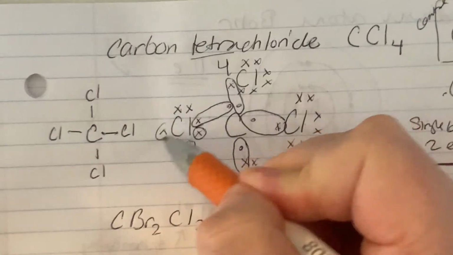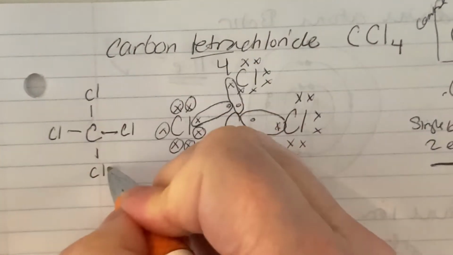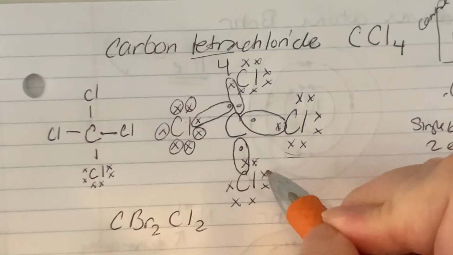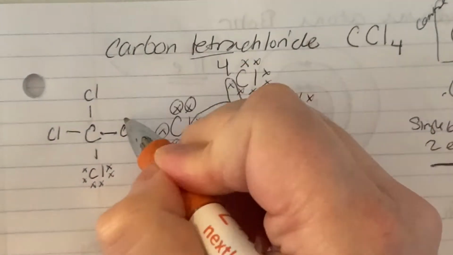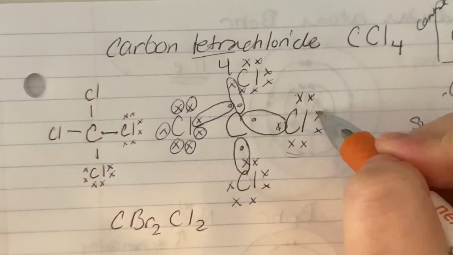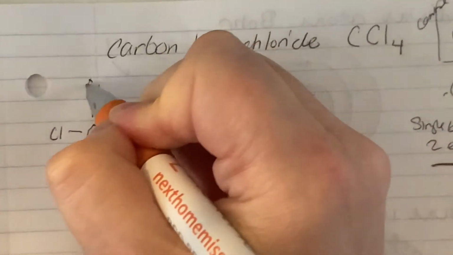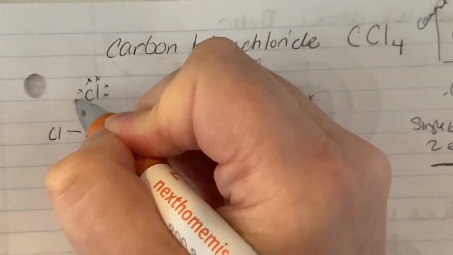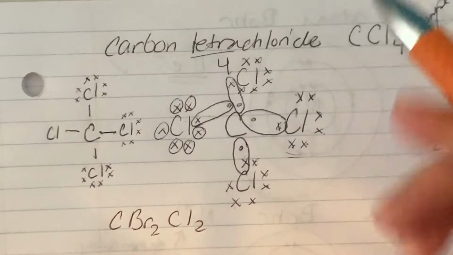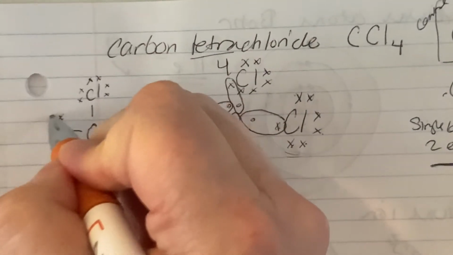1, 2, 3, 4, 5, 6, for each chlorine. Notice I'm not putting those electrons on the bond side because the bond side is already showing as full. Okay.